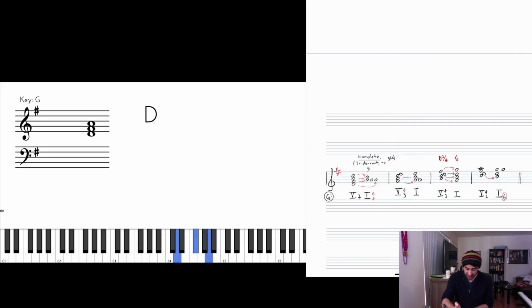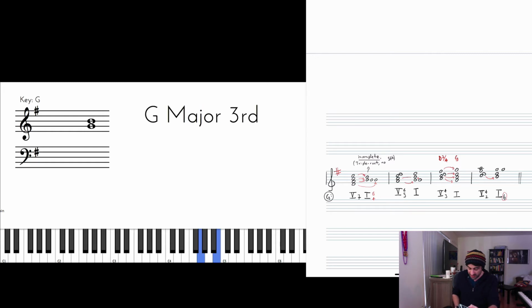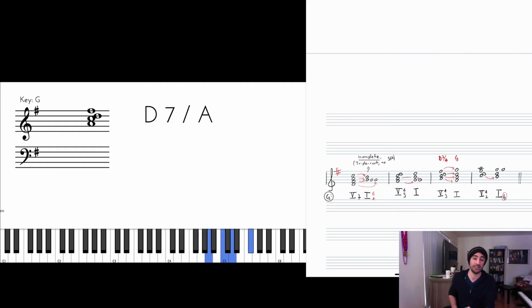Sol, ti, re, fa, do, do, do, mi, ti, re, fa, sol, do, do, mi, sol, re, fa, sol, ti, do, mi, sol, do, fa, sol, ti, re, mi, sol, do, do. There you have your 1-6 at the end.